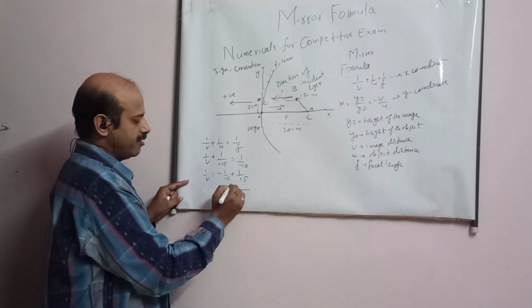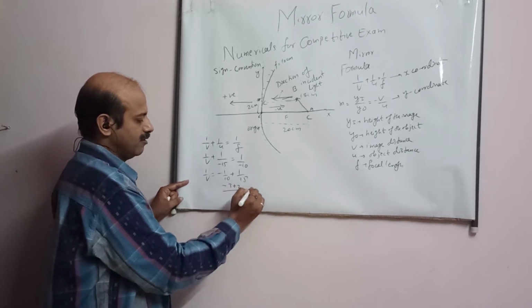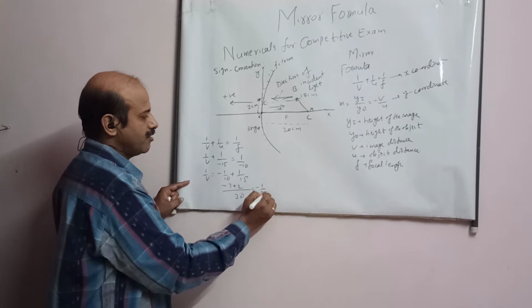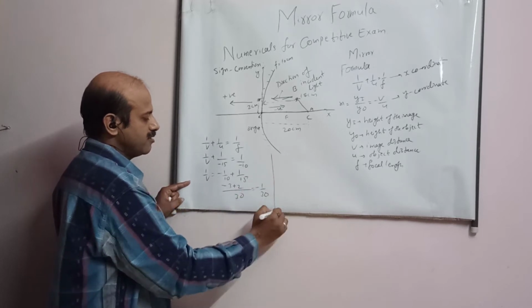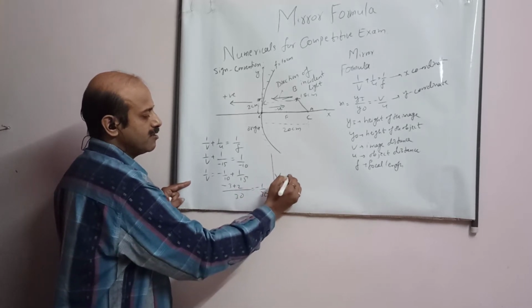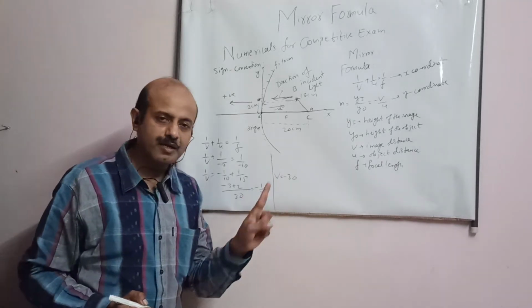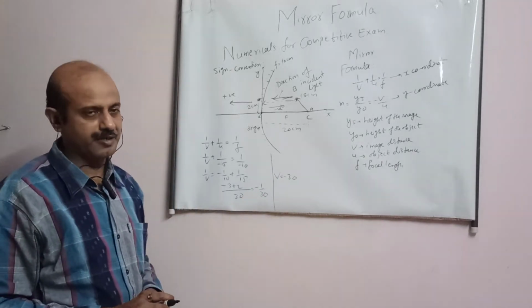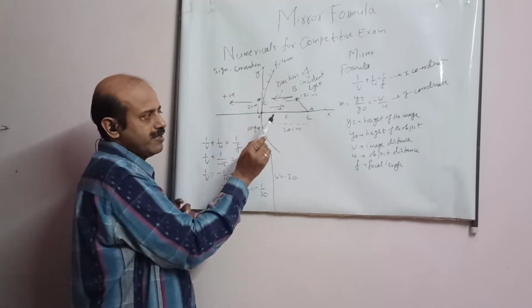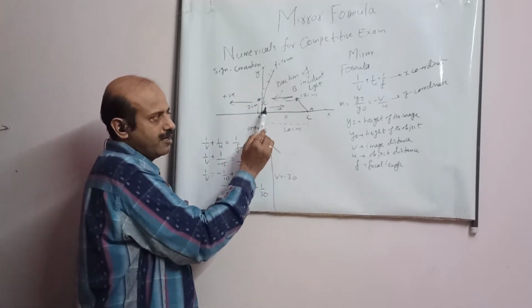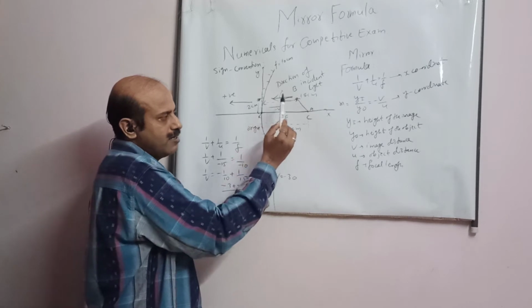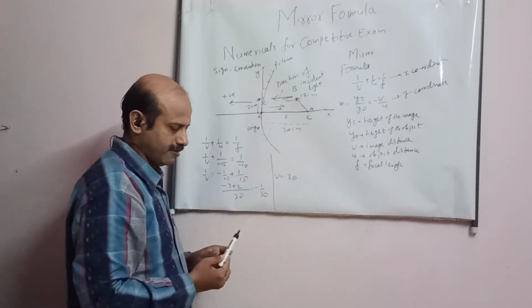If you solve it, I am getting minus 1 by 30. This means the value of v is minus 30, student. Now, student, try to understand the meaning of this minus 30. Minus means negative direction. And according to our sign convention of this figure, this direction is negative. This means from here I have to go 30 centimeter this side.